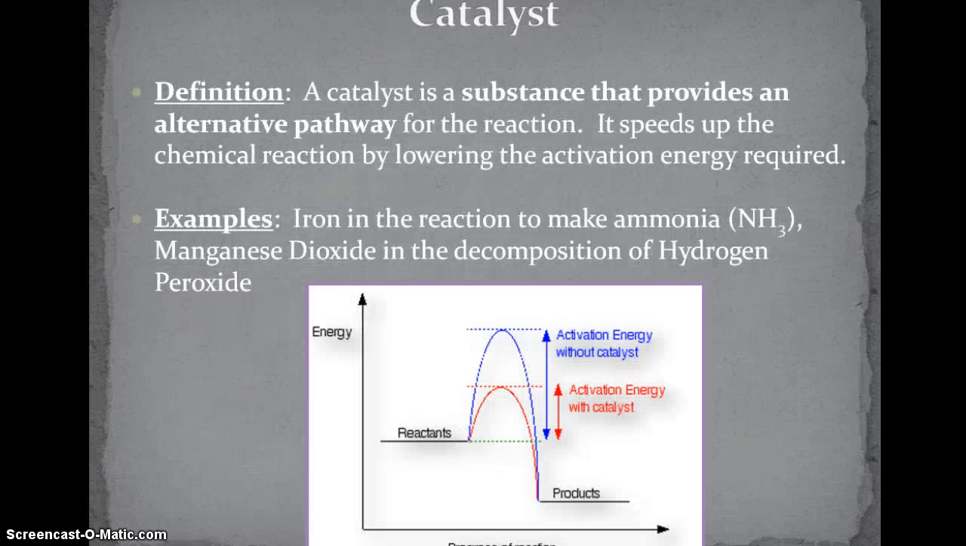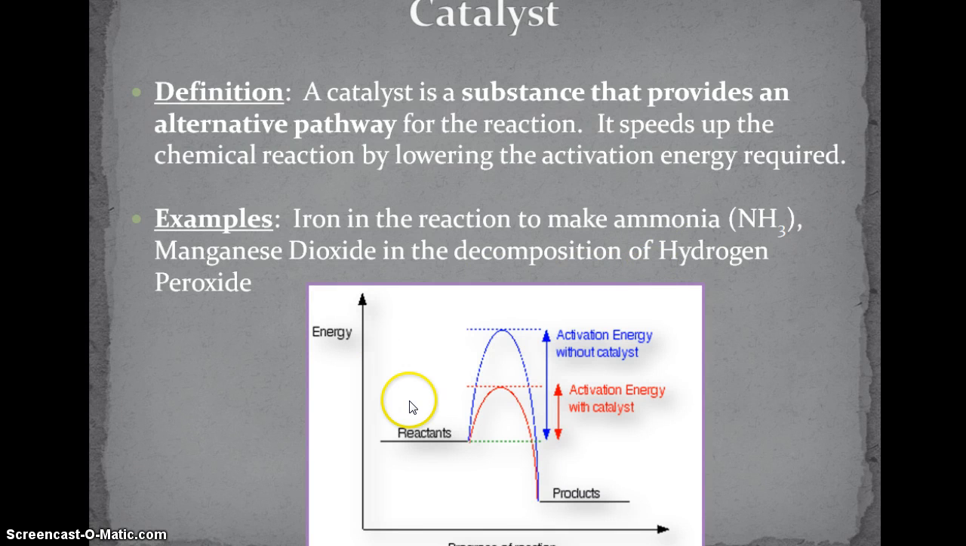A catalyst. A catalyst is a substance that provides an alternative pathway for the reaction. It speeds up the chemical reaction by lowering the activation energy required. Examples: iron in the reaction to make ammonia, magnesium dioxide in the decomposition of hydrogen peroxide. So these are just two real examples of catalysts.